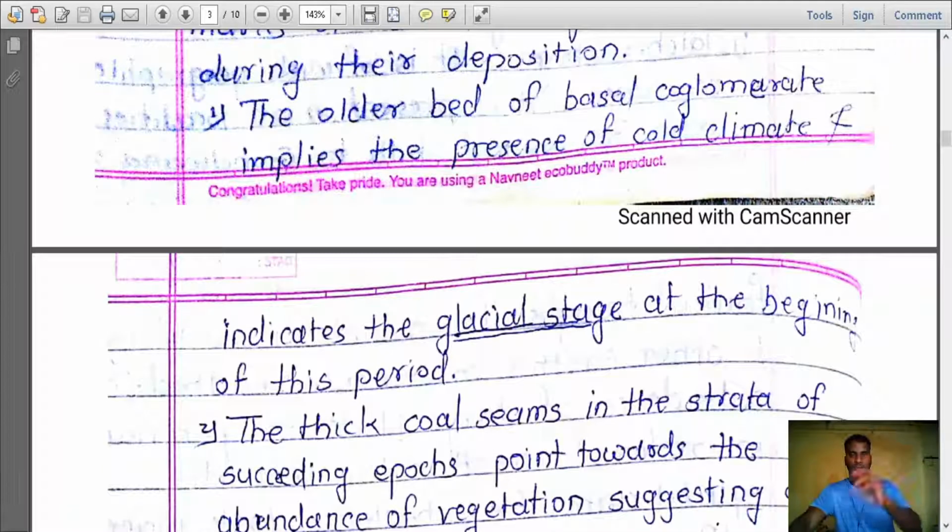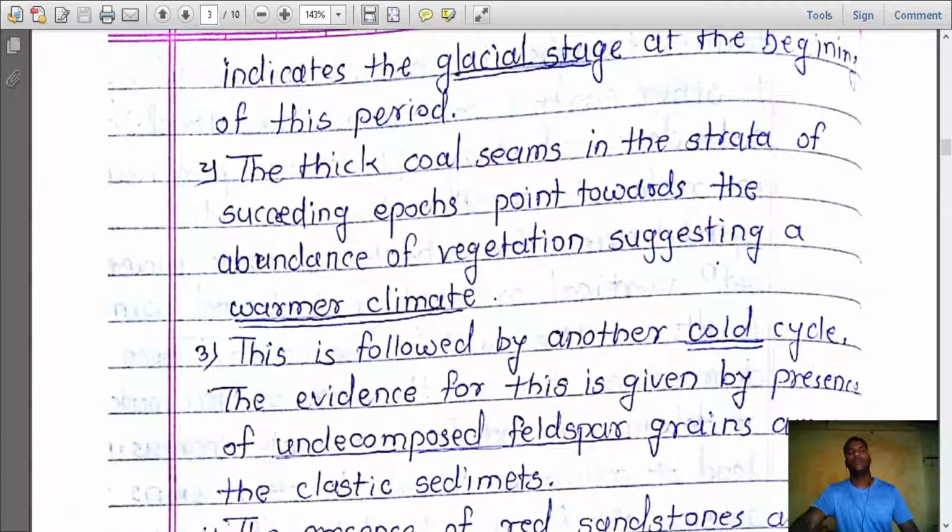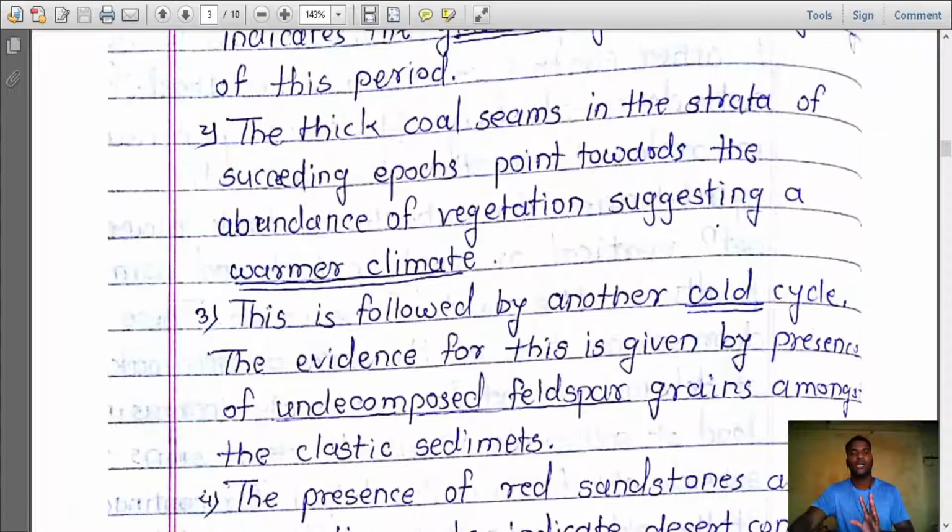First, the basal conglomerate presents a cold climate and indicates a glacial stage. Second, the presence of thick coal seams in the strata of succeeding epochs indicates abundance of vegetation and a warmer climate. Third stage, this is followed by another cold cycle. The evidence for this is the presence of undecomposed feldspar grains among the clastic sediments.